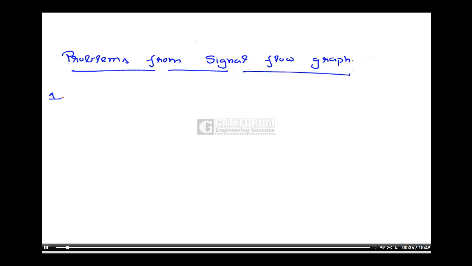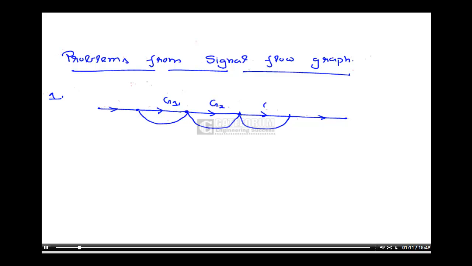The first one: for the given signal flow graph, find the transfer function C by R. The graph has branch gains G1, G2, G3, and feedback gains minus H1, minus H2, minus H3. This is R, this is C. We have to find C by R.